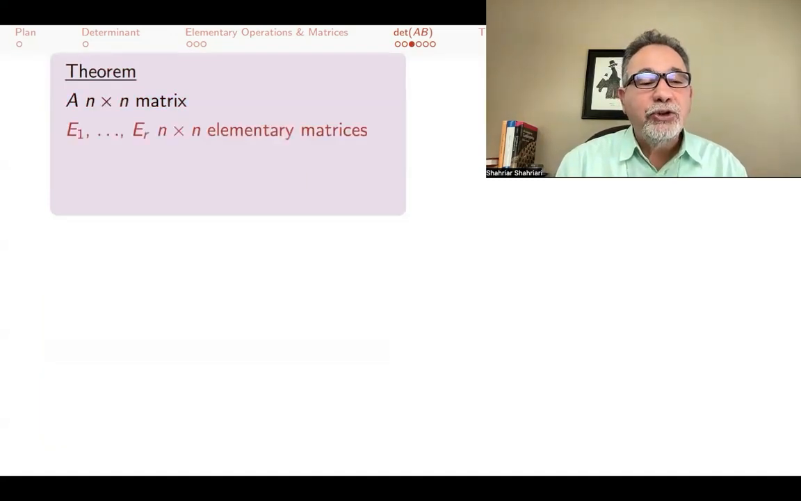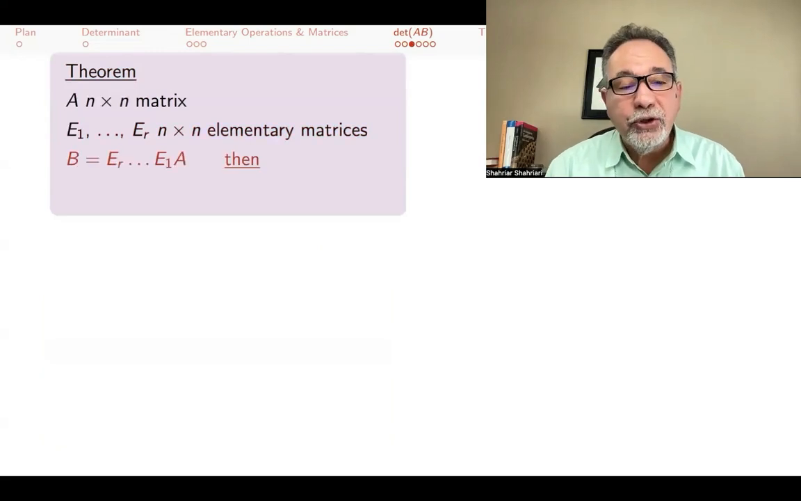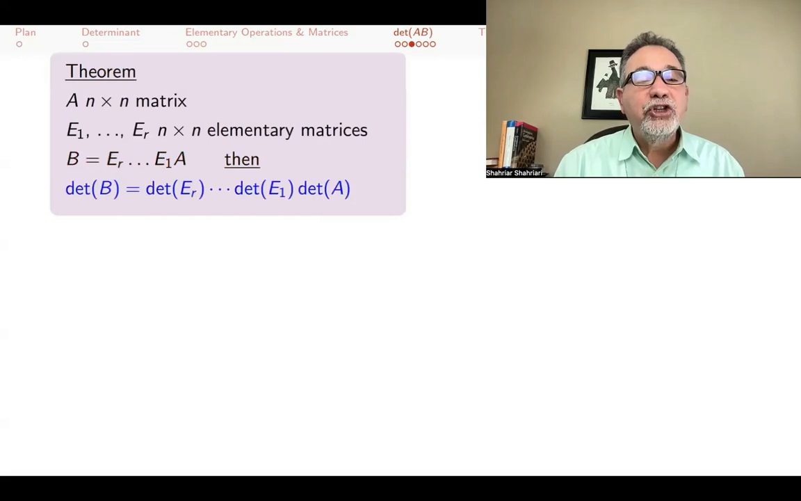Now we want to slightly generalize what we just said. If A is an n by n matrix, and I have a whole bunch of elementary matrices, and I multiply A by them one after the other, then the determinant of the resulting thing, B, is the determinant of ER, determinant of ER-1, all the way to the determinant of E1 times the determinant of A.